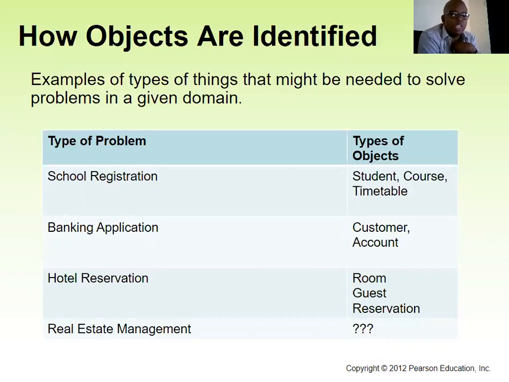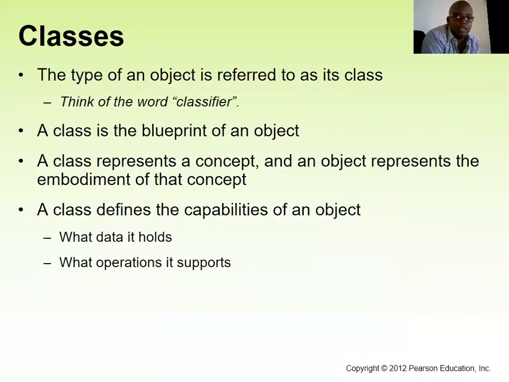Well, there's a suggestion here from our group. A house, right? Might be an object. Any other? The realtor? Yeah? Property owner? Yeah? Right, so those are some possibilities. But it gets a little bit more technical than that, and we'll get to that.